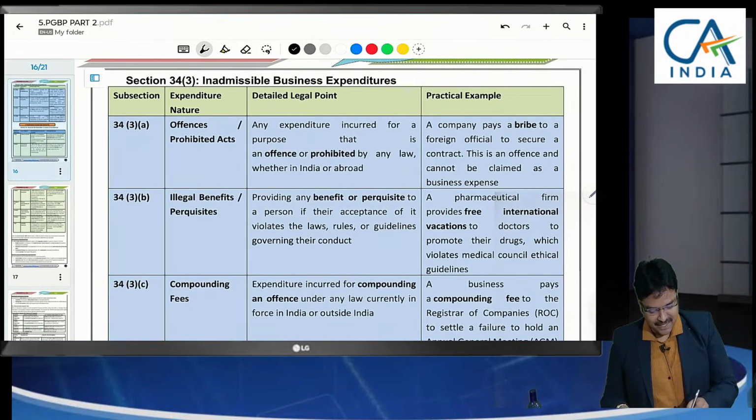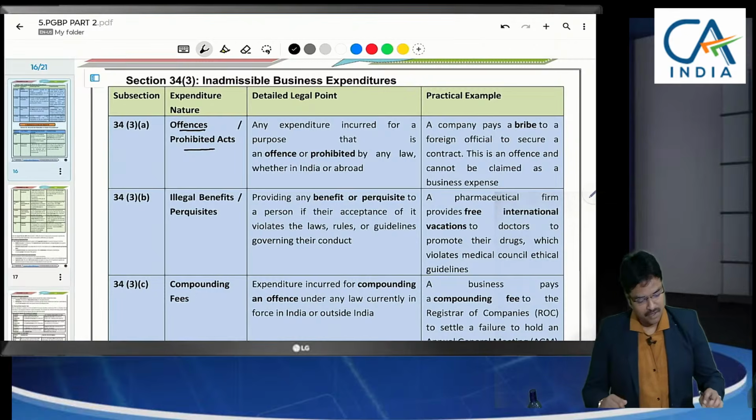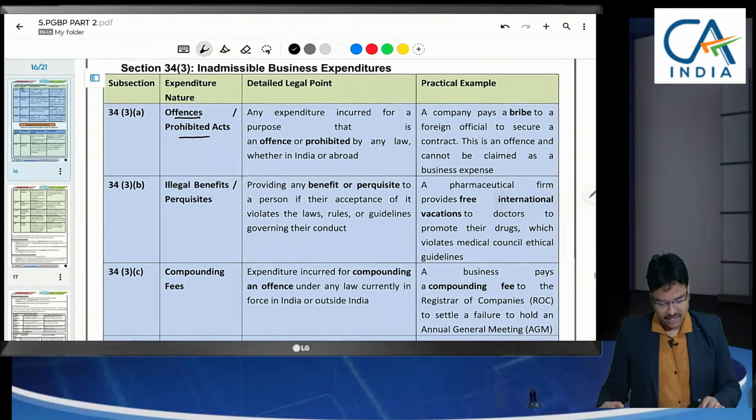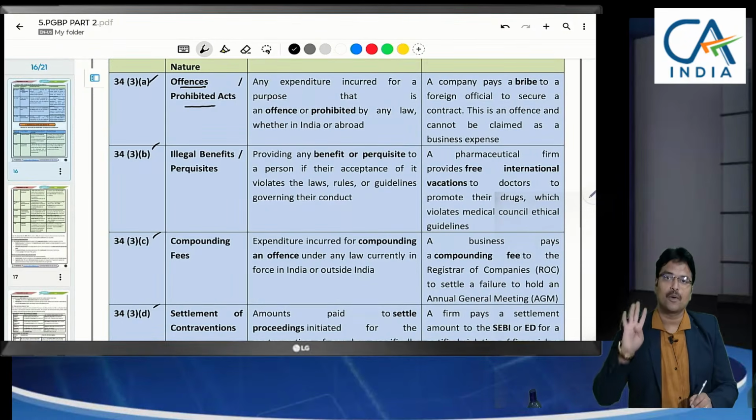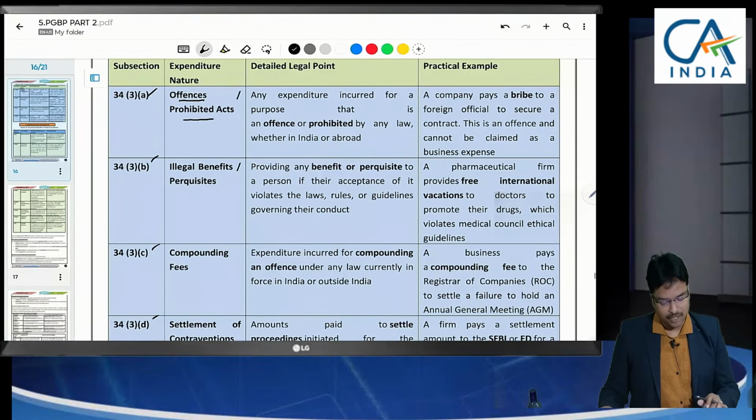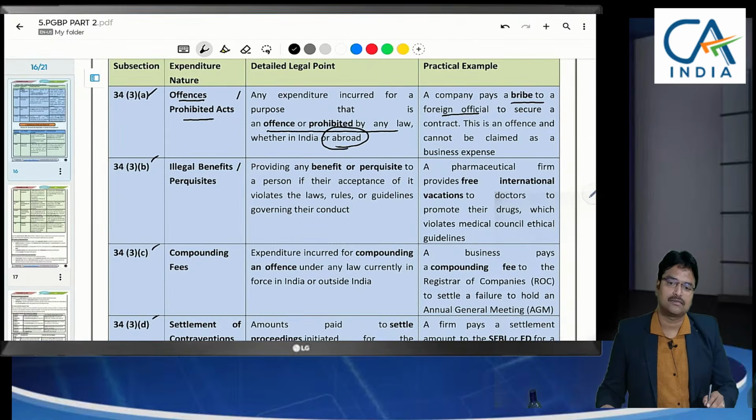But any expenses incurred for offences cannot be claimed. For each, I have given an example here. Section 37(1) Explanation, points A, B, C, D, four points are given where they cannot be claimed as expenditure. What are those? Offence or prohibited by any law. A company pays a bribe to a foreign national, even paid abroad. They are not saying only bribes paid within India. Anywhere you pay a bribe, it cannot be claimed as expenditure.